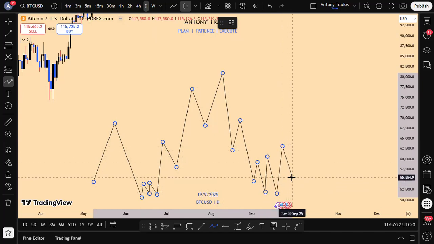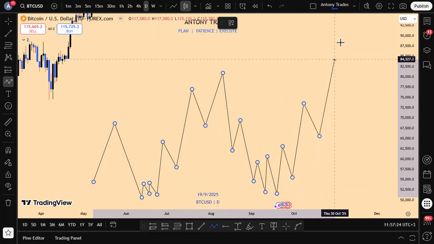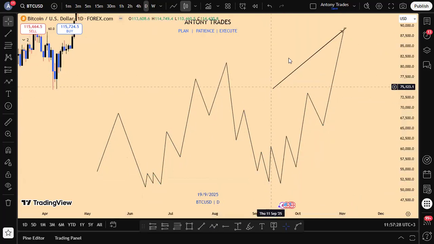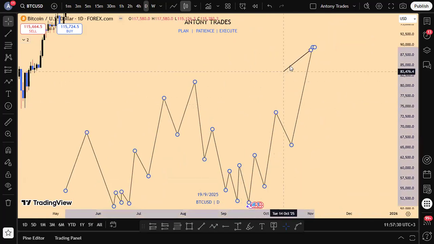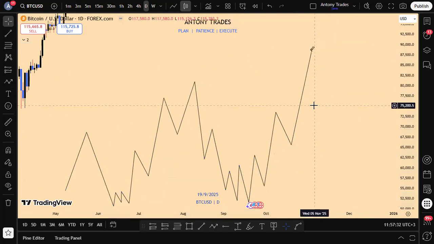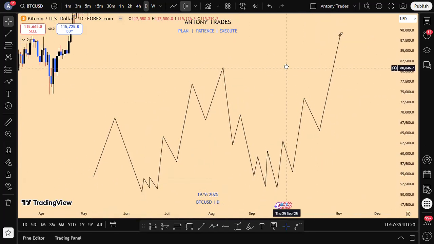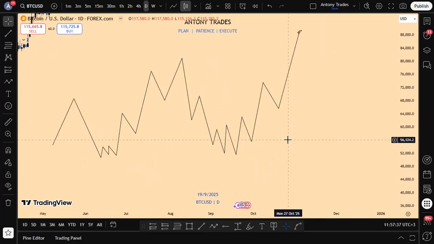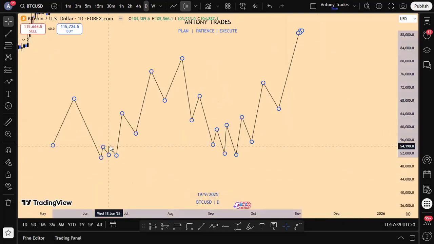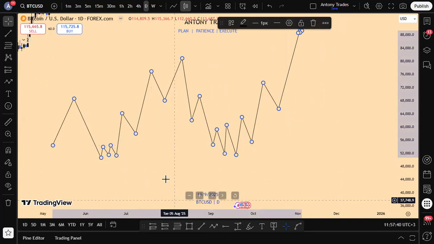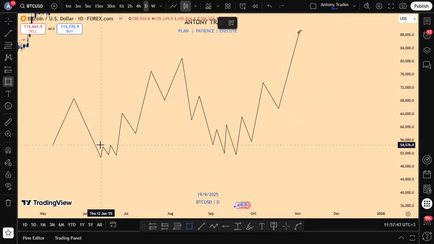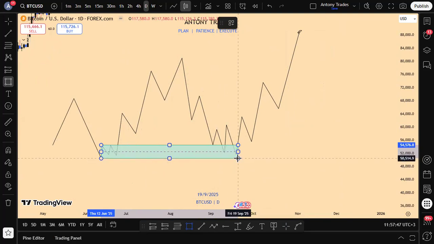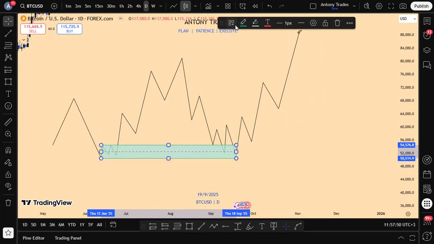We have a change of character. Then a push to, sorry. Sorry for that. So let's assume we have something like this. Down here, we have some kind of consolidation. Can you see here? We have some kind of consolidation. This consolidation down here is what we are calling the demand zone.